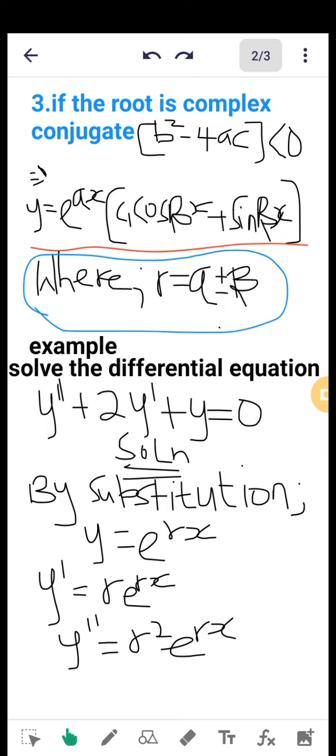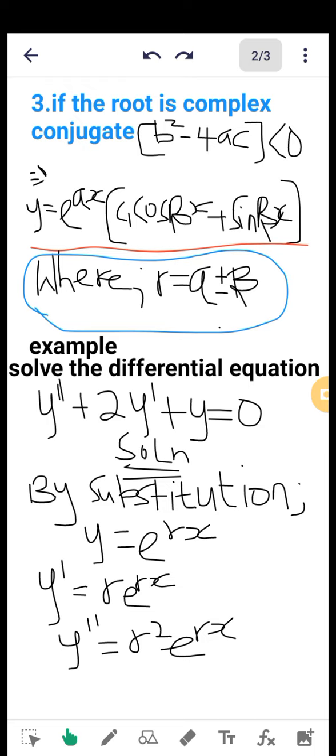So let's quickly solve examples so that we understand what we are trying to say. This is the question on the board. Solve the differential equation y double prime plus 2y prime plus y equals 0.